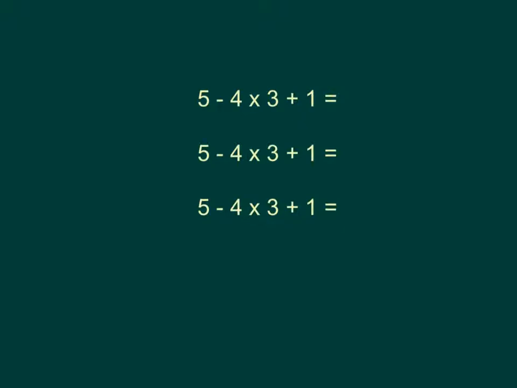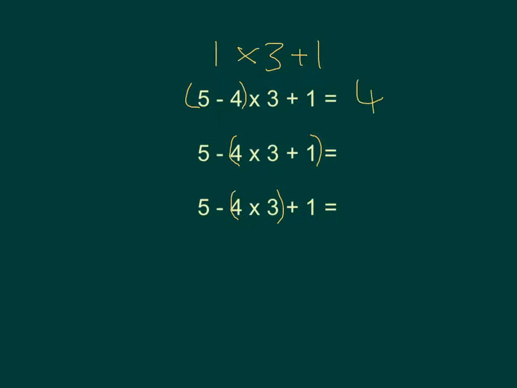Okay, so I'm going to do the same. I'm going to put one bracket there, I'm going to put one there, and I'm going to put one there. I'm going to see how the answers are different. So here, the first thing I have to do is 5 minus 4 is 1, and then it's 1 times 3, which is 3, plus 1, which is 4.